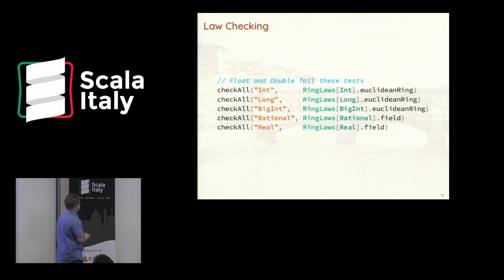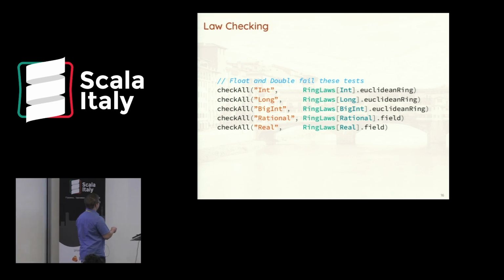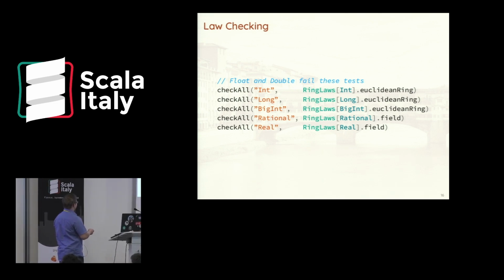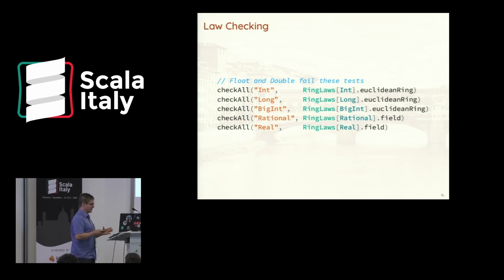And the discipline library now allows you to write basically this. So you can say, well, I want to check that, for example, int satisfies the laws of a Euclidean ring. And I feel like I should know what a Euclidean ring is because I'm doing a PhD in formal methods, but I really don't know what a Euclidean ring is above a ring. You have to look at that on Wikipedia, sorry.